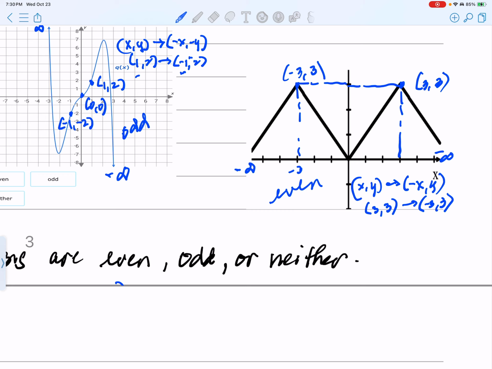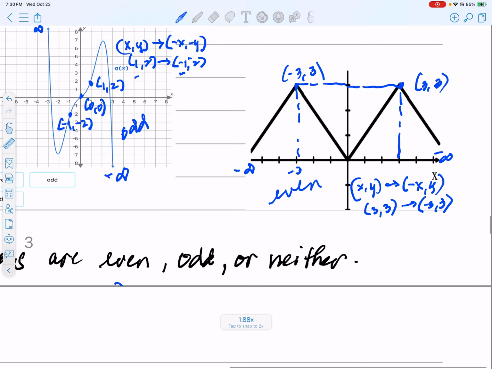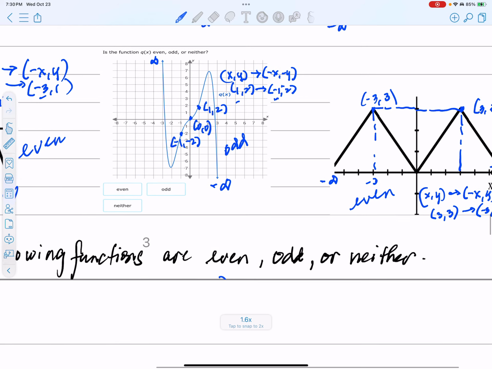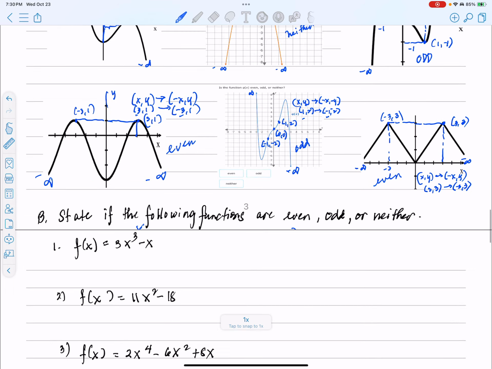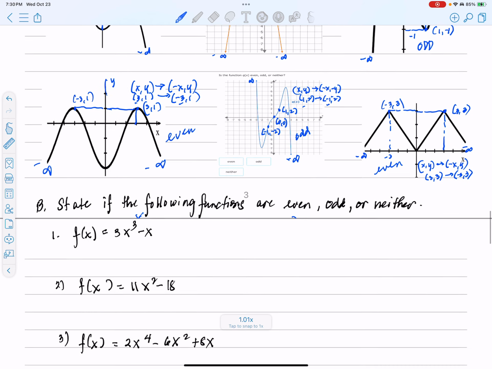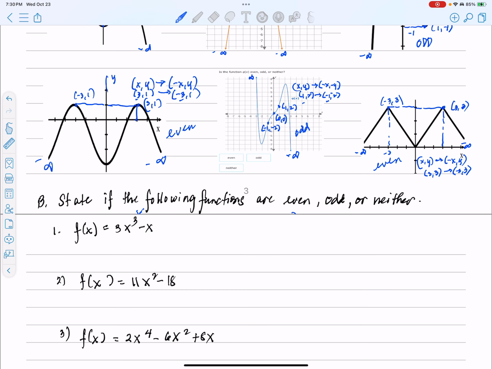Okay? Easy, right? If you just look at the end behavior and the condition of mapping the coordinates, then you could tell right away whether it's an odd or an even function. Okay, let's do this.